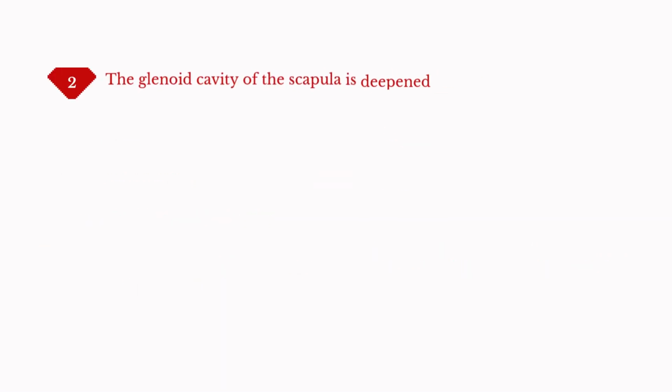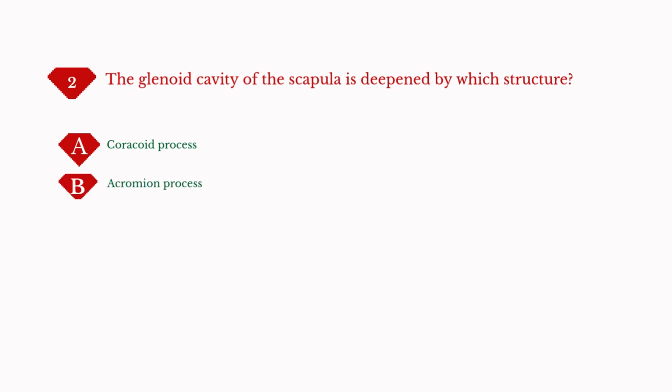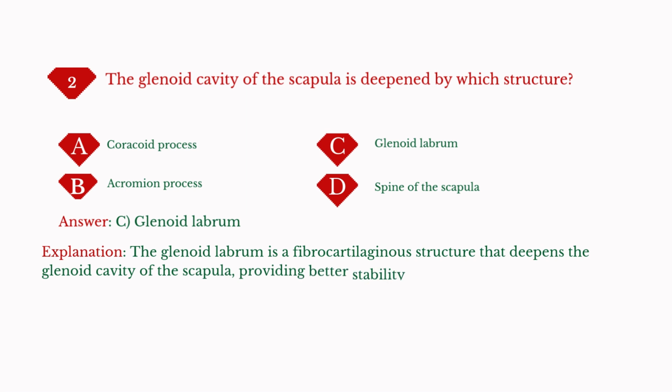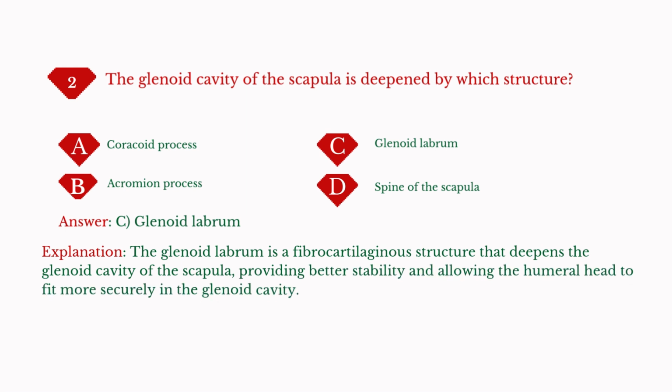The glenoid cavity of the scapula is deepened by which structure? A. Coracoid process. B. Acromion process. C. Glenoid labrum. D. Spine of the scapula. Answer: C. Glenoid labrum. Explanation: the glenoid labrum is a fibrocartilaginous structure that deepens the glenoid cavity of the scapula, providing better stability and allowing the humeral head to fit more securely in the glenoid cavity.